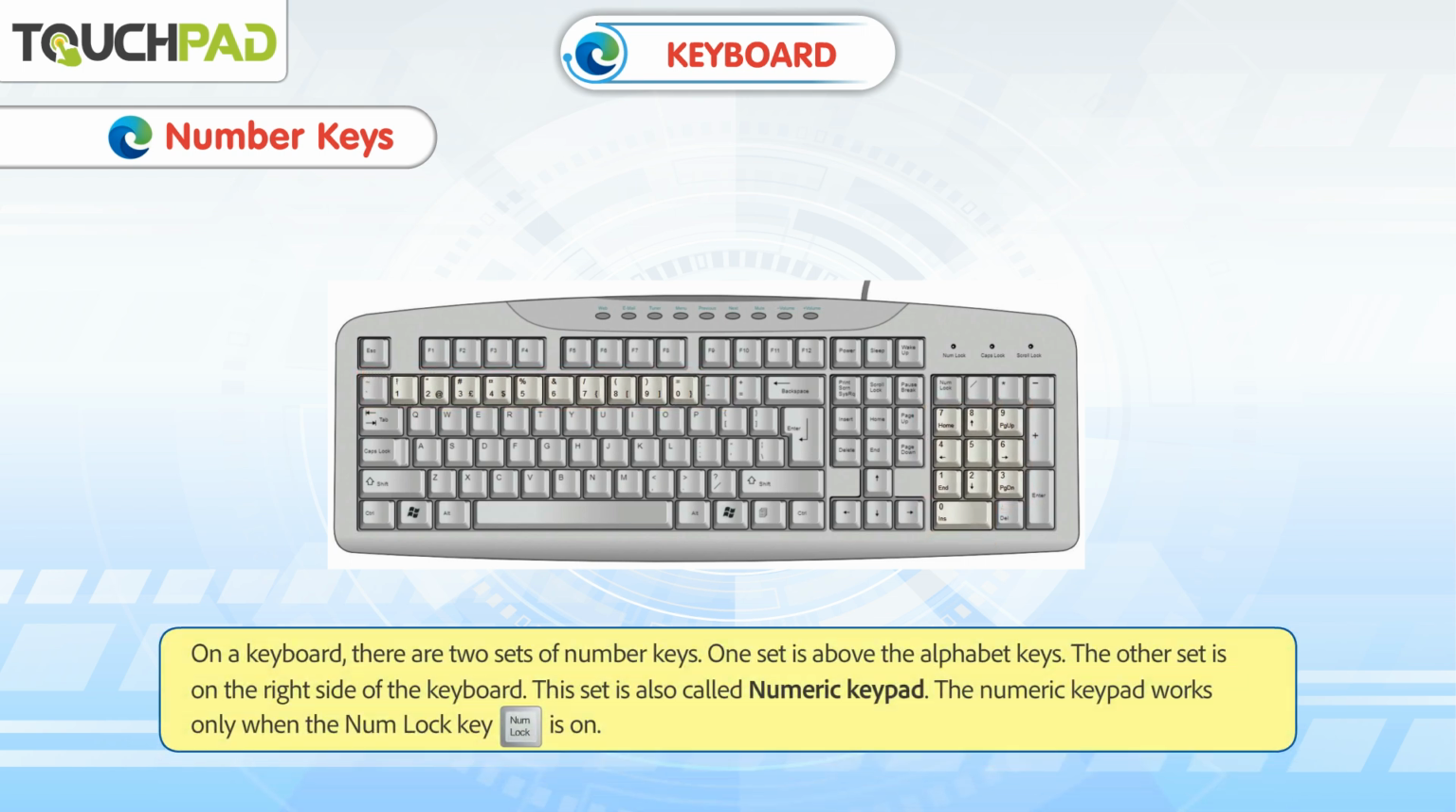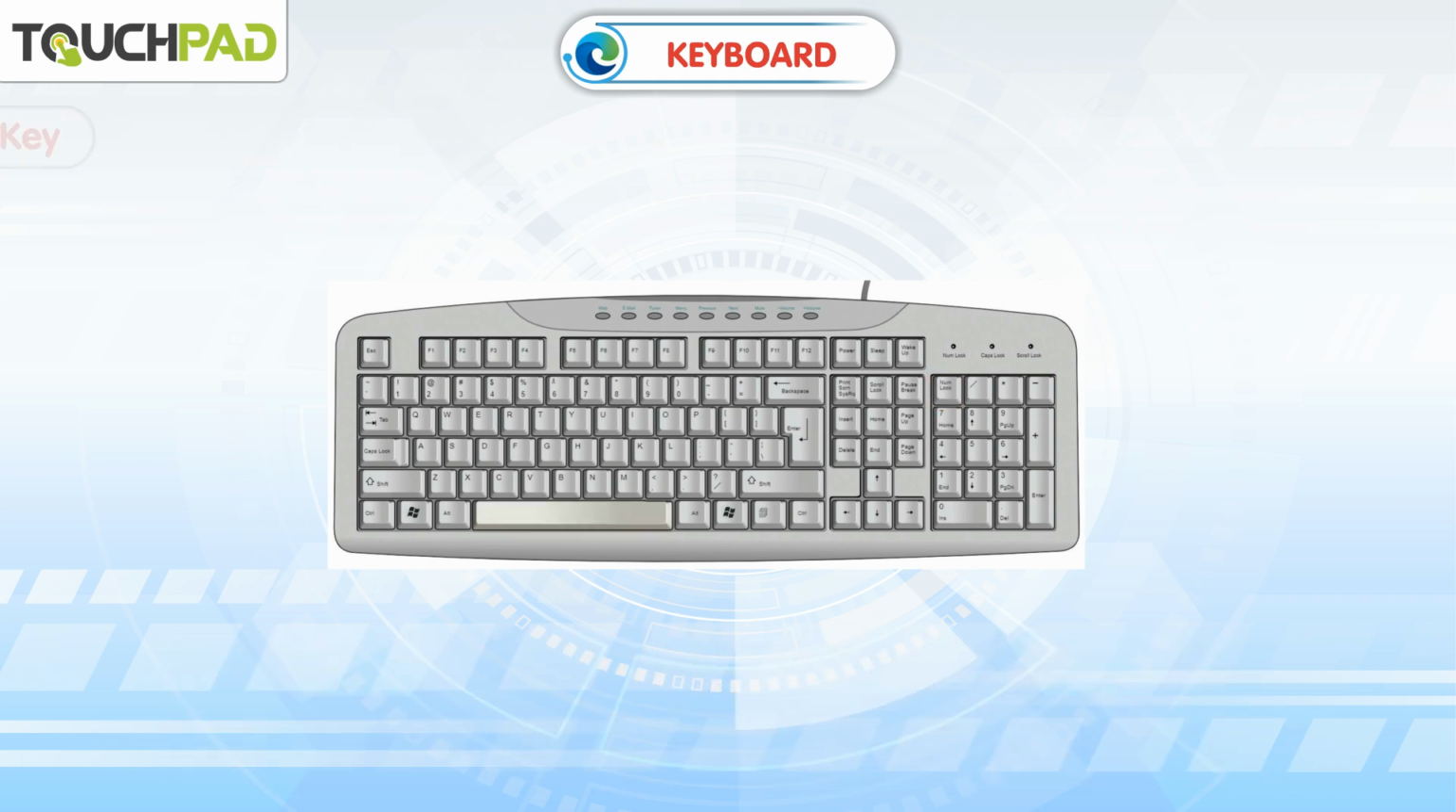On a keyboard, there are two sets of number keys. One set is above the alphabet keys. The other set is on the right side of the keyboard. This set is also called numeric keypad. The numeric keypad works only when the numlock key is on.